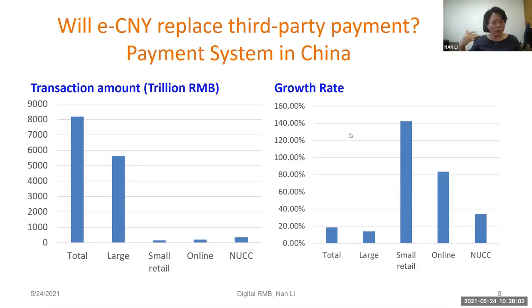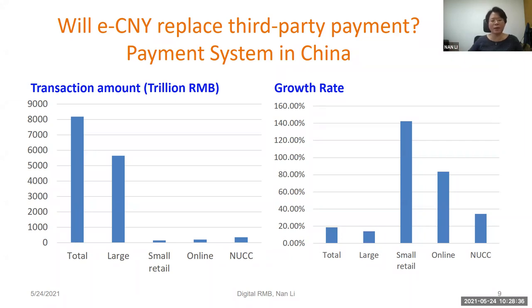The banking system payment is composed of the following four major components. The first one we call the large payment system, and it actually handles more than 80% of the total transactions done in China. And then we also have the small retail transactions, and the online payment system. And the NUCC is the part where we have the non-banking payments.